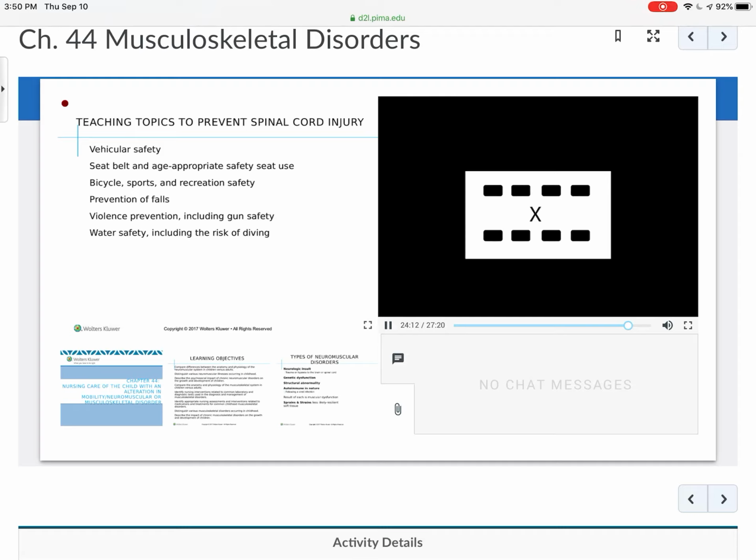So to prevent, we talk about vehicle safety. So wearing seatbelts, car seats for kids, helmets, prevention of falls, violence prevention. We've seen some spinal cord injuries from guns, and then water safety, again, diving into shallow pools.